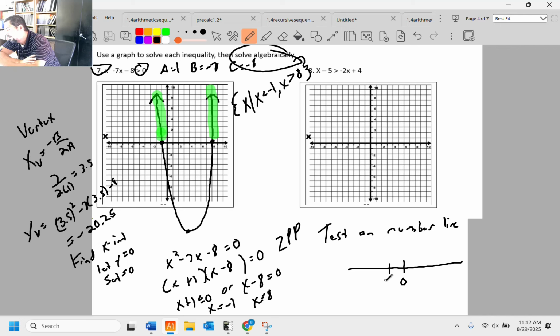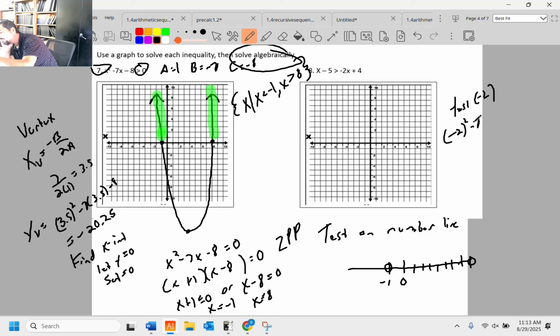Negative 1, I'm going to put an open dot because I do not have equality. 1, 2, 3, 4, 5, 6, 7, 8. Also an open dot because I do not have equality. And what I have to do is test around these numbers. I want to see if something to the left passes or fails. So I'm going to test negative 2. I'm going to go back to my equation and plug in negative 2.